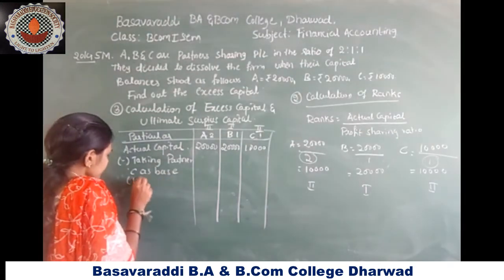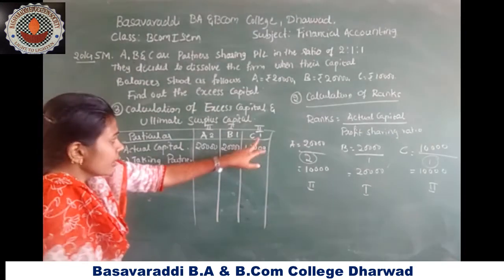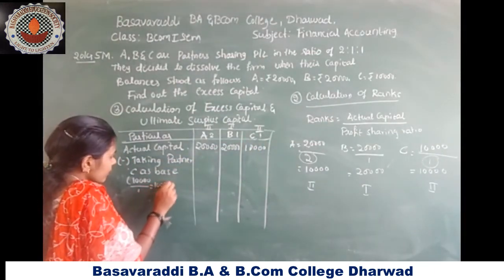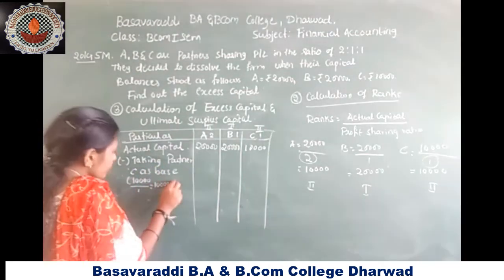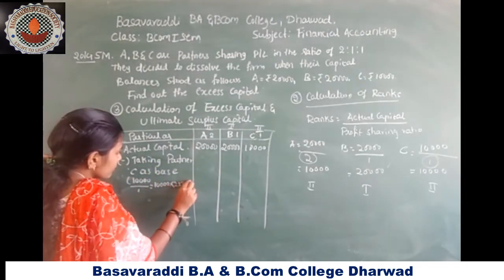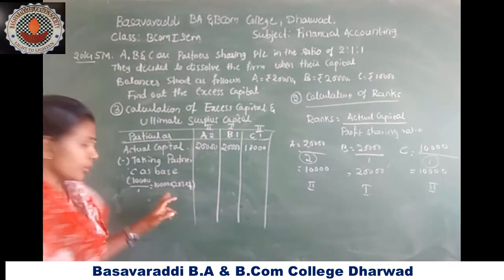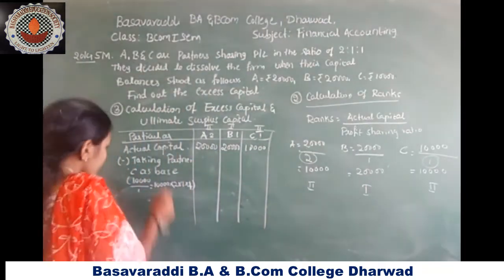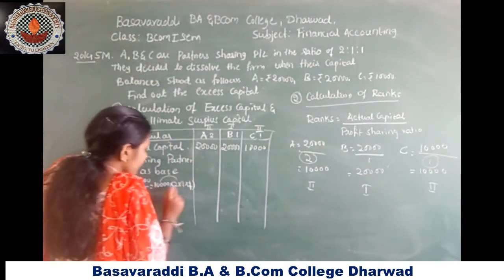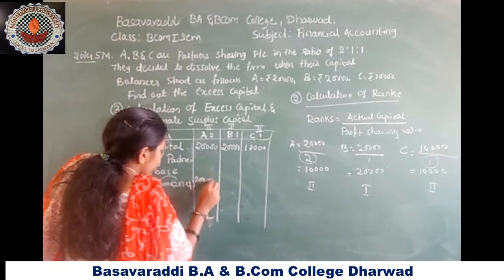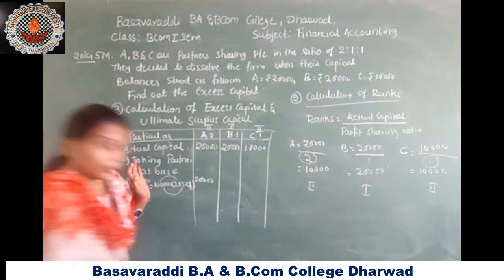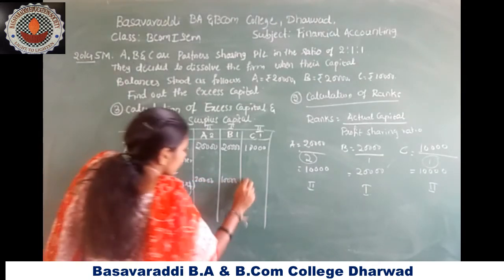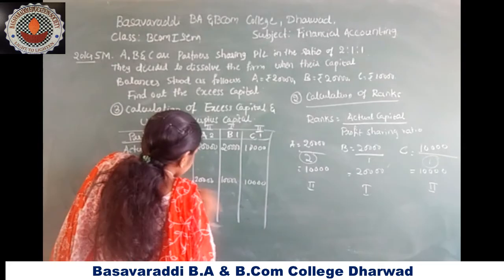Partner C: 10,000 divided by ratio 1 is equal to 10,000, into 2:1:1. Now, 10,000 into 2 is 20,000, and then 10,000 into 1 is 10,000, and 10,000 into 1 is 10,000 rupees.